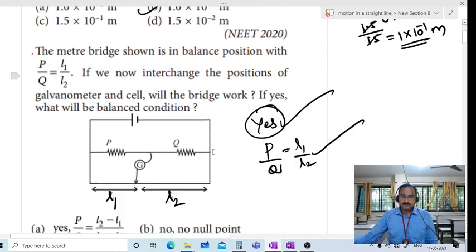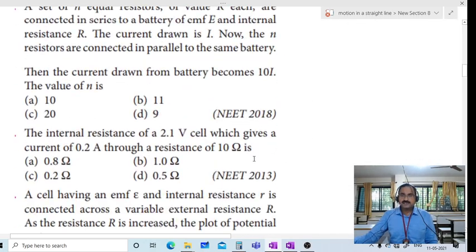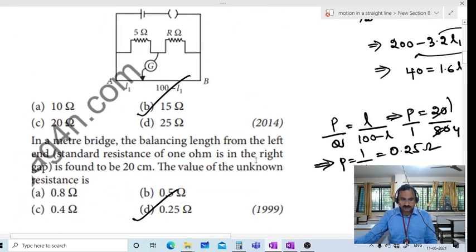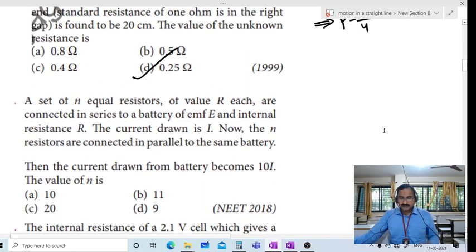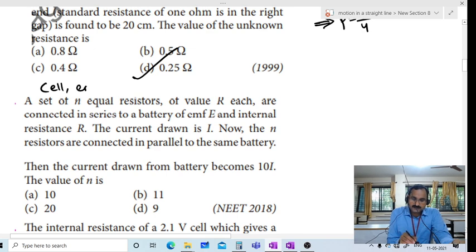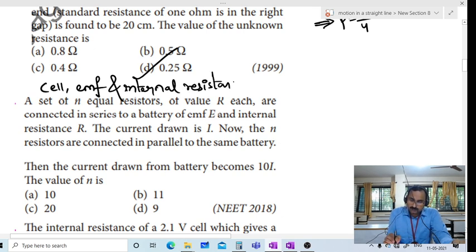So these are the 4 questions given in that one. But the first two questions were asked in the previous NEET examination, nearly in 2019 and 20 only. Next, this is based on the questions on cell EMF and internal resistance. We already solved problems on this in the material. Previous questions we are seeing now.